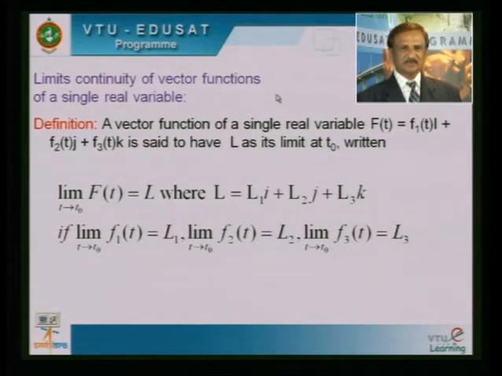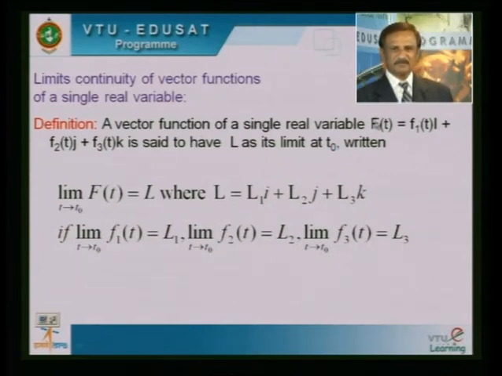Just like y is equal to f of x is a function containing only one variable. What is that variable? x is the variable. So y is the dependent variable and x is the independent variable. Like that, here f of t is also a function containing only one variable, namely t. Here t is the independent variable, so f of t is the dependent variable.